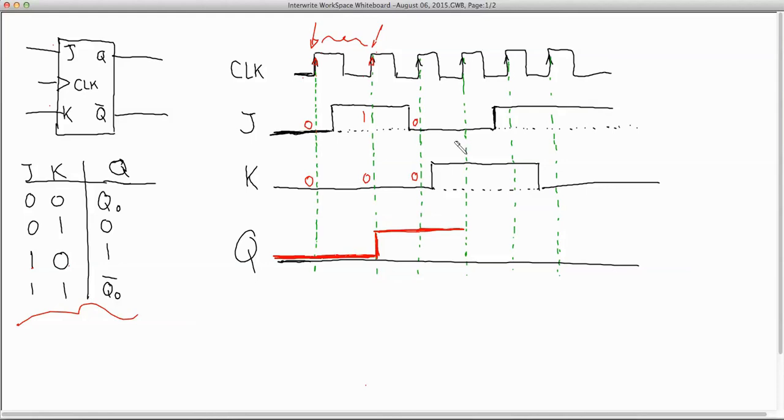At this point in the new transition we have a 0 and a 1. And a 0 and a 1 says that Q becomes a 0. So now Q becomes a 0 until the next transition. Here we have a 1 and we have a 1. In 1, 1, this is Q negative. So that means this is the toggle state. So because this is a 0, now it becomes a 1.